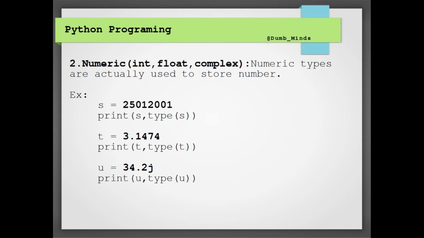In integer we will be storing only the integer numbers, and in the float we will be storing the decimal values, and in the complex we will be having the real and the imaginary variables. Let me run this code for you.